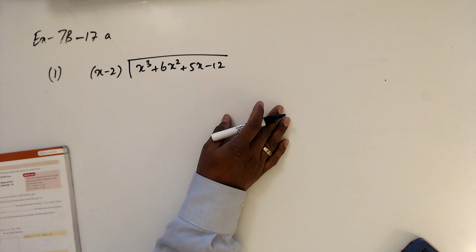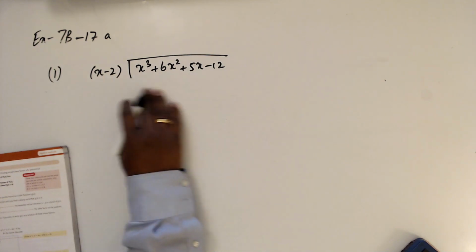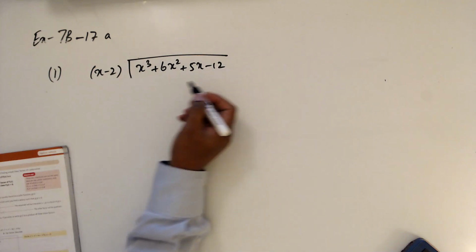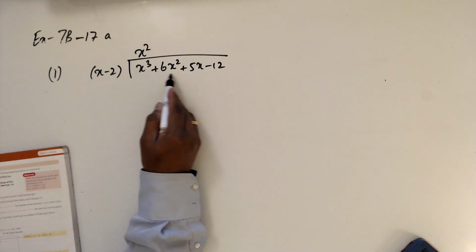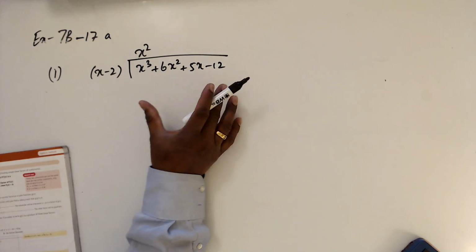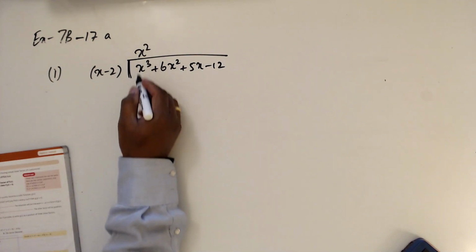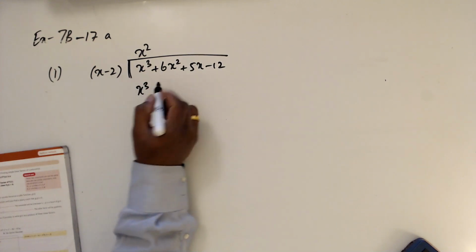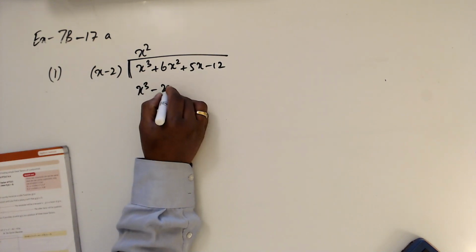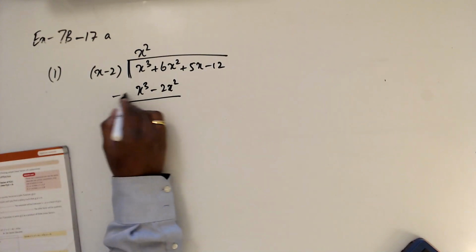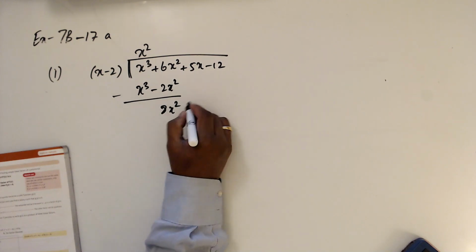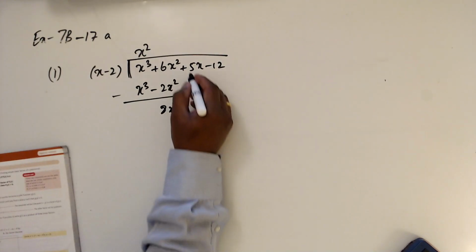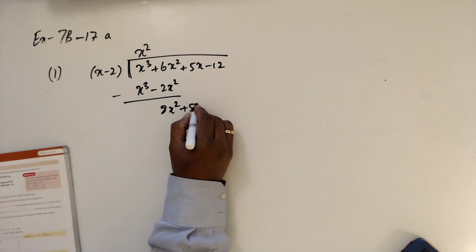Question number 17a. We have to divide this one by x minus 2, in the order of x square. I wrote this one very badly because it is very congested. I have to keep a good space, so I'll try to work still. So this is x cube, and this is going to be minus 2x square. And when you minus, you will get 8x square. And let's bring this one down, 5x.